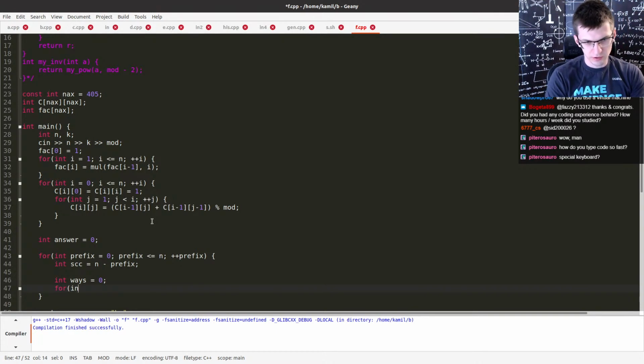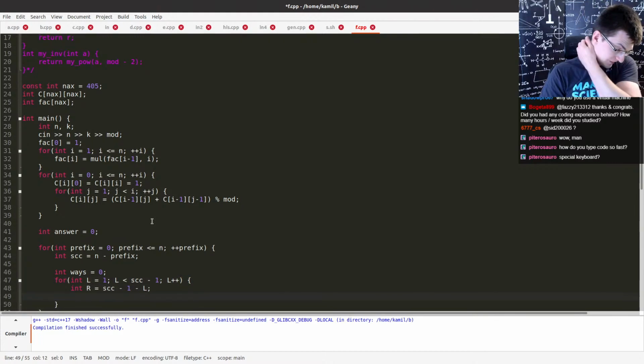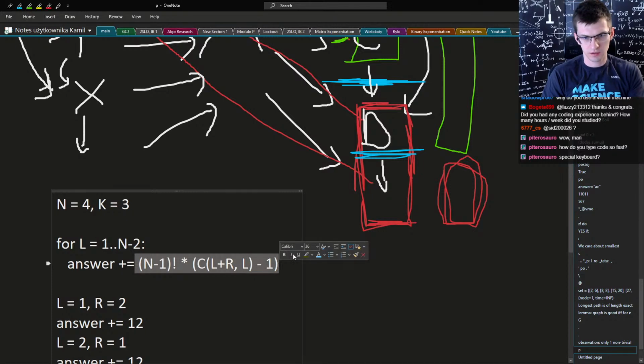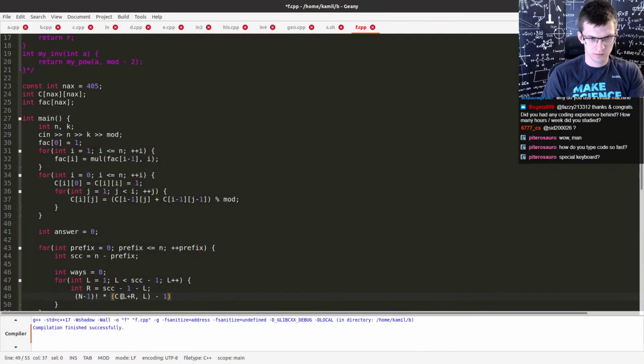Then we iterate over how many vertices will go to the left of A. A is just the first vertex available. Like that. And now formula from the drawing. This thing, can I copy? I can.